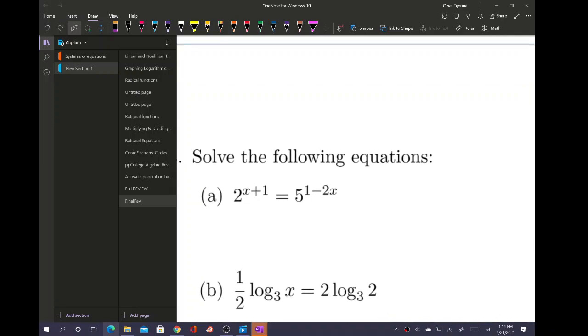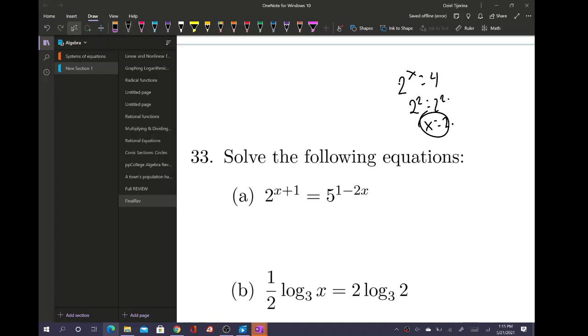Okay, so this one says 2 to the x plus 1 equals 5 to the 1 minus 2x, right? So what you want to do is, since there is no way to actually do this by exponential equations, where we can say like 2 to the x equals 4, and then 2 squared equals 2 squared, so x equals 2, right? We can't do that here. So what you're going to have to do is you can use either log or natural log.